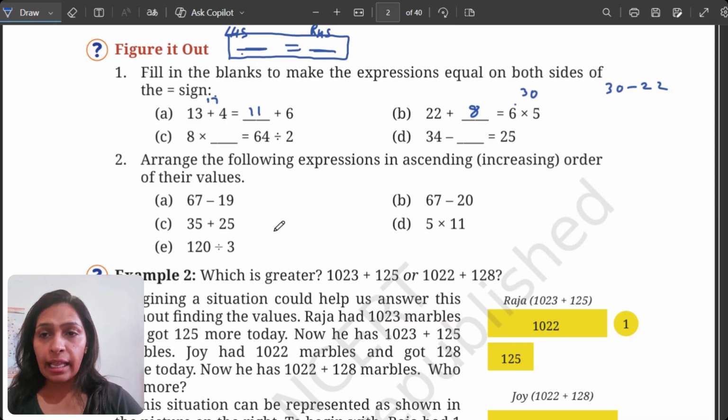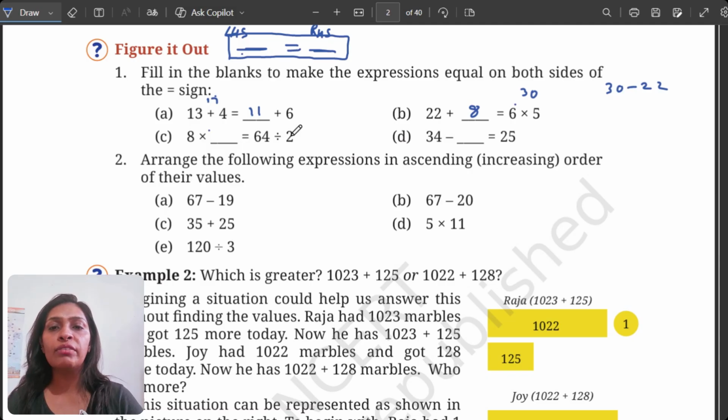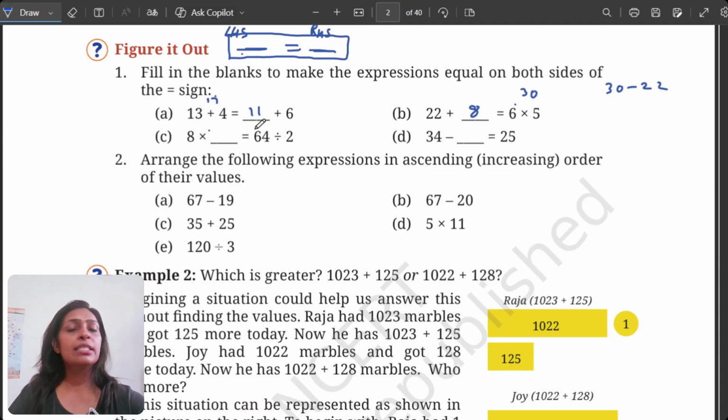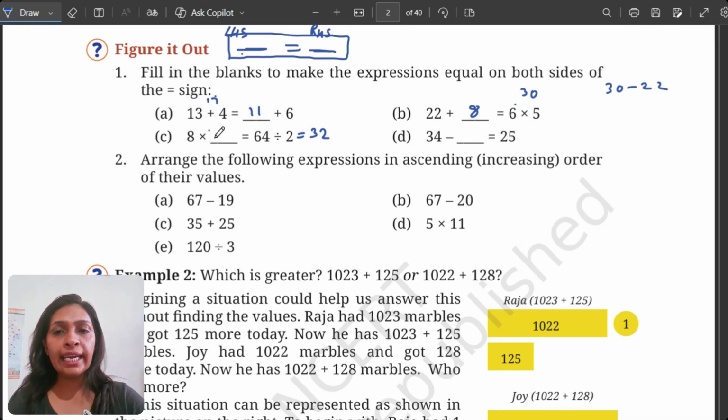Okay, now C part. Again, LHS is the missing part here. We have got 64 divided by 2. Now 64 divided by 2 is 32. And then you have to think, 8 multiplied by what number gets me 32? 8 times what is 32? Simple. 8 fours are 32. So 4 is the missing number.